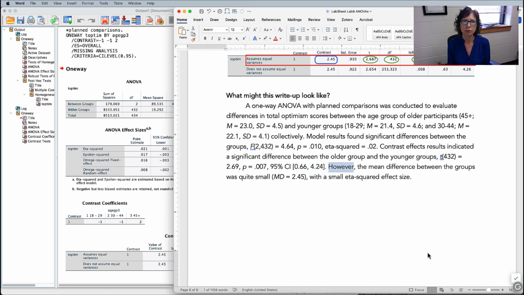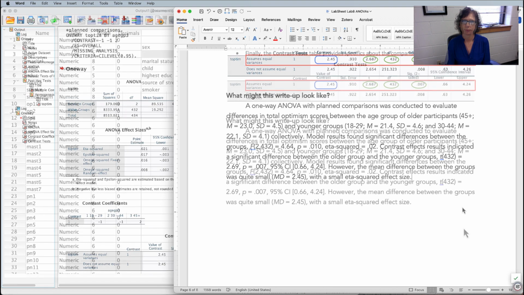However, the mean difference between the groups was quite small. MD is the abbreviation for mean difference, at 2.45 with a small eta squared effect size. So again, just giving your reader an understanding of what happened, what you found, and different figures and tables that would help with this, the same as before. A box plot works really well for this, and just a descriptives table.